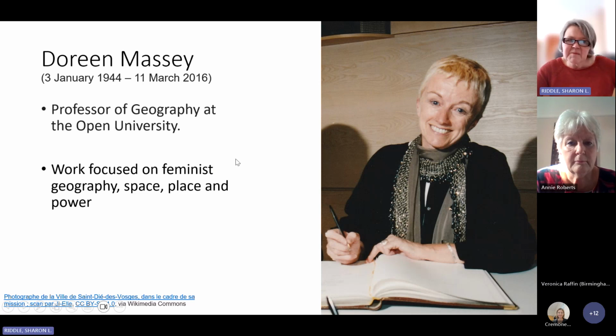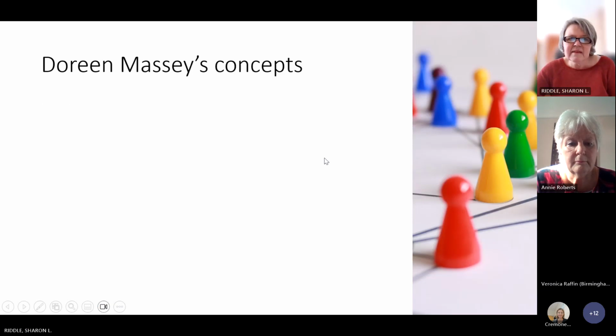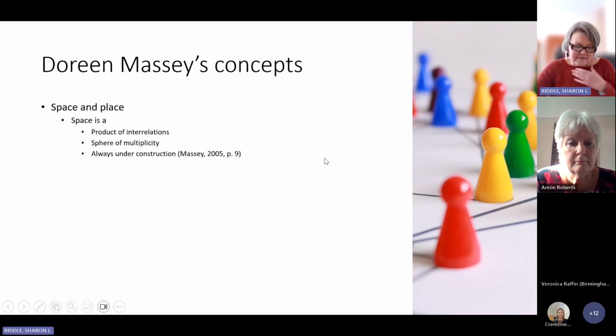So I'll just go on to some of her concepts before we start looking at the maps which I've been gathering as part of the project. Her main concepts that I'm interested in are about space and place. For her, space was the product of interrelations, interactions between countries, between people, organizations. She also thought of space in terms of time and emphasized that time and space are very connected, and as space is fluid, it changes all the time.